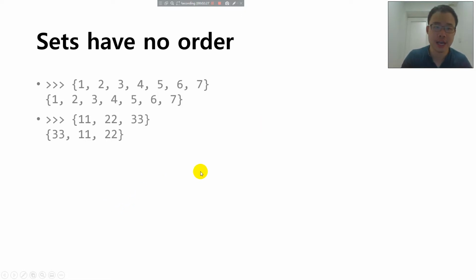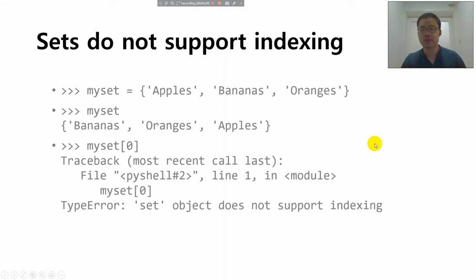Like dictionaries, sets do not have any order. If you input 11, 22, 33, or 33, 11, 22, or 22, 33, 11, you're going to get the same sets. It doesn't support indexing because it doesn't have order. Like dictionaries, you cannot do mySet[0] to indicate the first element in the set. Then you will have an error called set object doesn't support indexing.